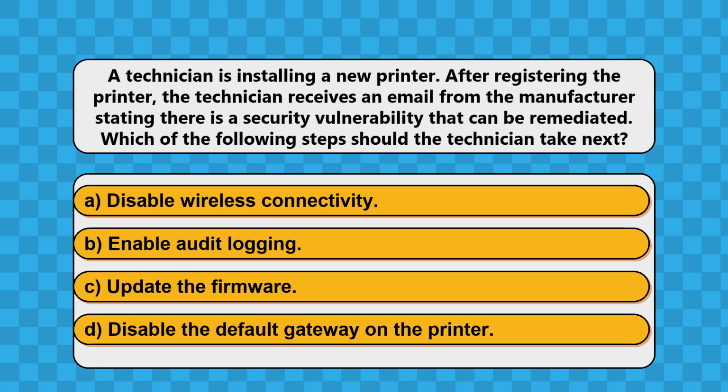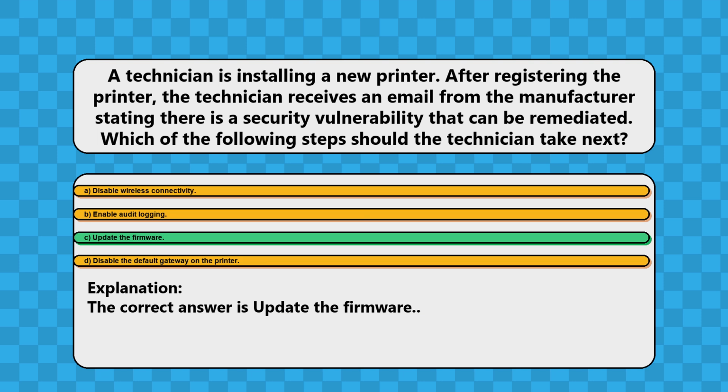Question 64. A technician is installing a new printer. After registering the printer, the technician receives an email from the manufacturer stating there is a security vulnerability that can be remediated. Which of the following steps should the technician take next? Option A, disable wireless connectivity. Option B, enable audit logging. Option C, update the firmware. Option D, disable the default gateway on the printer. The correct answer is option C, update the firmware.